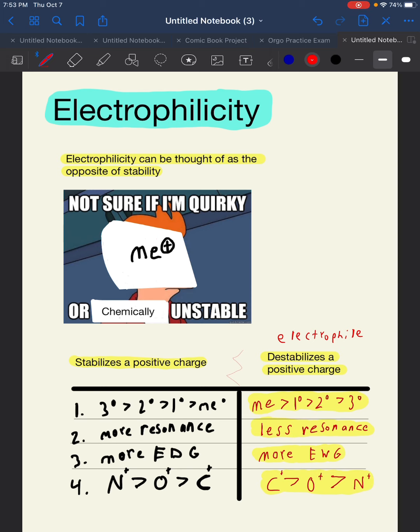So the final thing you need to know for stabilizing a positive charge is that a positive charge on nitrogen is more stable than a positive charge on oxygen, which is more stable than a positive charge on carbon. So what's the opposite of that? Well, carbon with a positive charge is a better electrophile than oxygen with a positive charge, and that's better than a nitrogen with a positive charge. So it goes carbon's the best electrophile, then oxygen, and then nitrogen. And that's how you think of it.